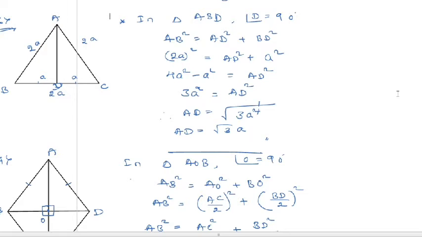So, in triangle ABD, angle D is equal to 90 degrees. So, you can write, according to the Pythagoras theorem, AB square is equal to AD square plus BD square. AB value is 2a, so (2a) square is equal to AD square, we do not know the value of AD, plus BD square, where BD value is a. So, (2a) square is 4a square, then a square comes to this side and becomes minus a square, equal to AD square.